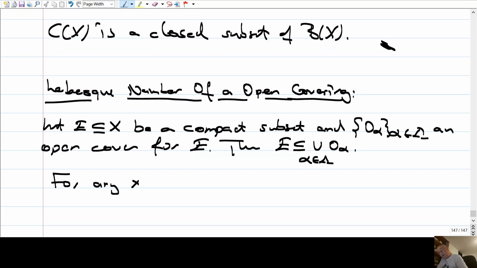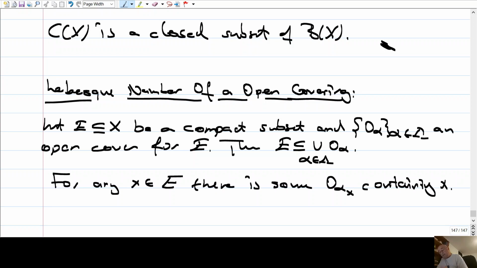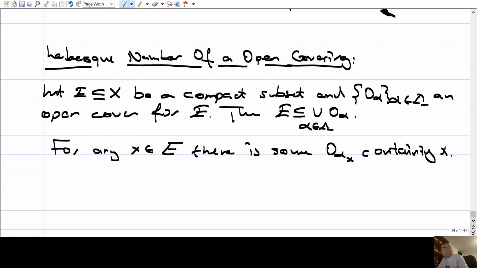For any x in E, there is some O alpha x containing x, right? Because x is in E and E is a subset of this union, therefore every element of E lies in some element of this family. Of course there might be many O alphas, but I choose just one of them containing this element. Now this is an open set because this is an open cover, therefore there should be a ball around this which lies inside this element. So I'll choose a ball like that.